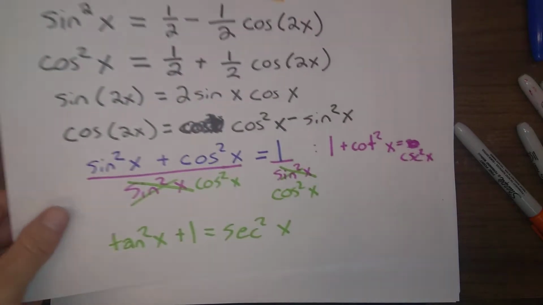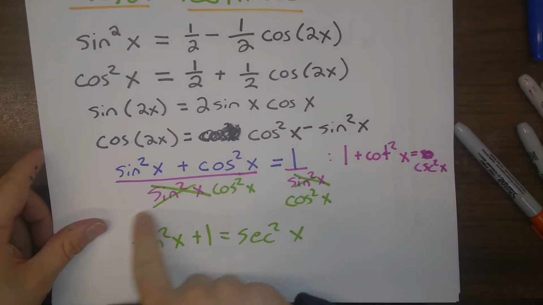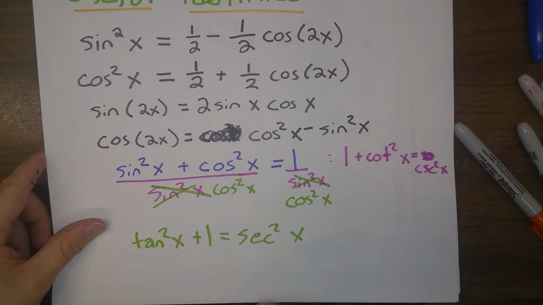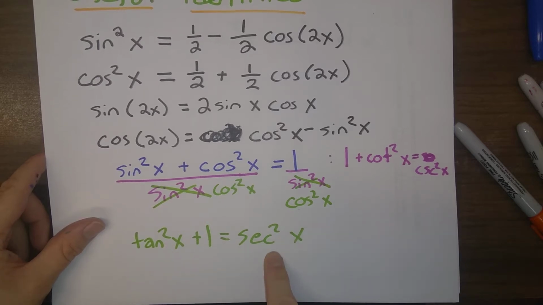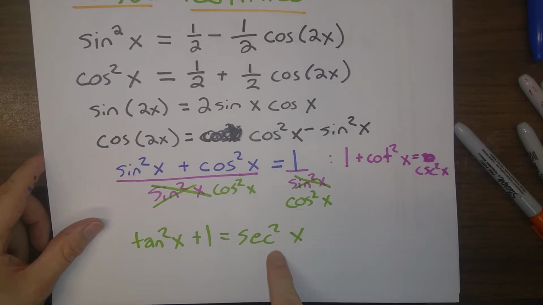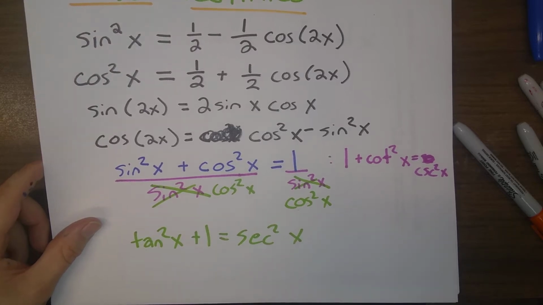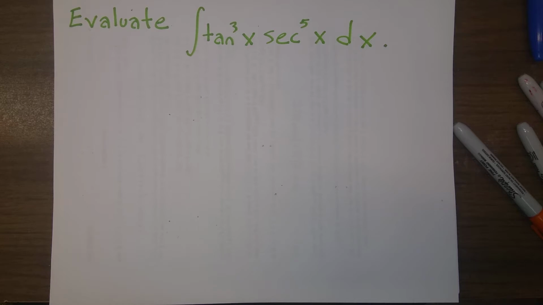And the key trick is we're going to want to use this version of our identity here. We can replace tangent squared x with secant squared x minus 1, or we can replace secant squared x with 1 plus tangent squared x. So we're going to want to make good use of this.